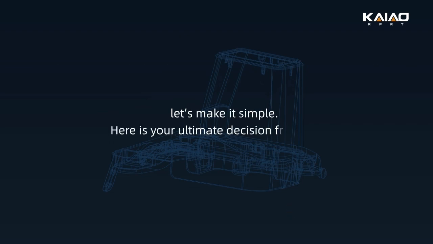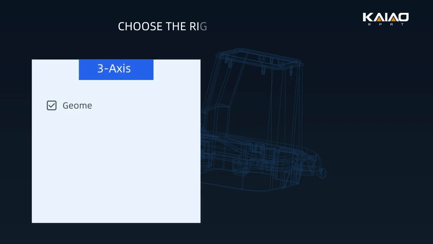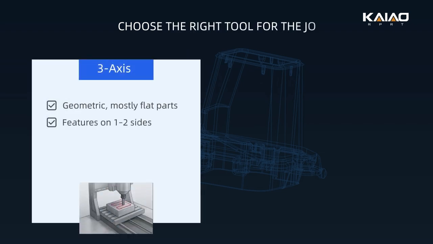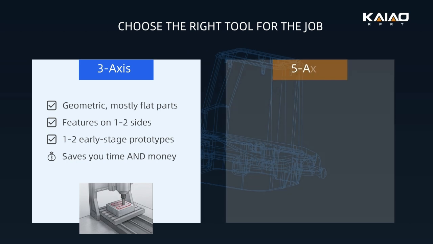So, let's make it simple. Here is your ultimate decision framework. Stick with 3-axis if your part is geometric, mostly flat, features are concentrated on 1 or 2 sides, or if you're just making 1 or 2 early stage prototypes, it saves you both time and money.